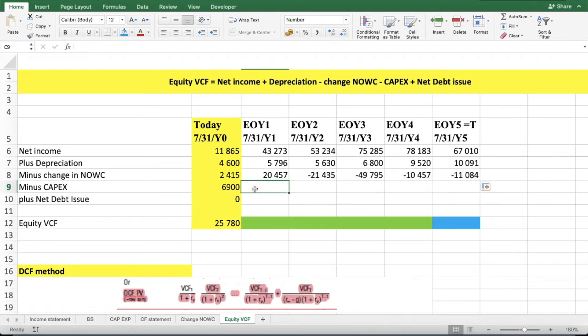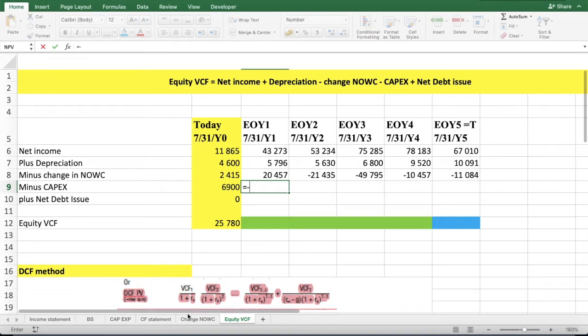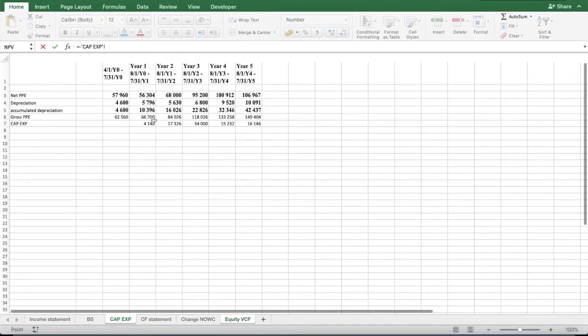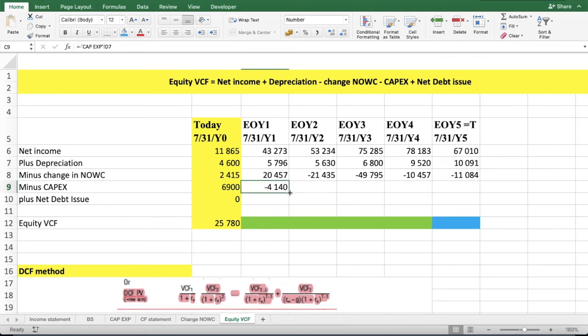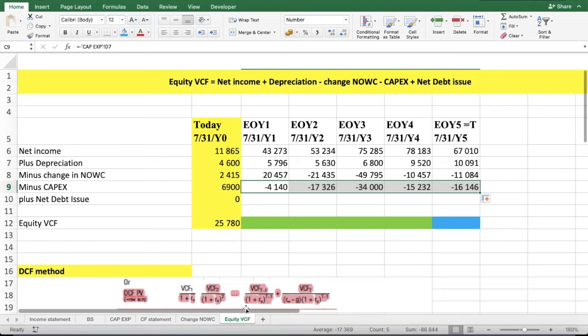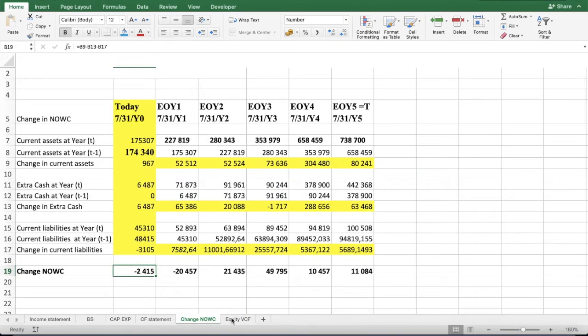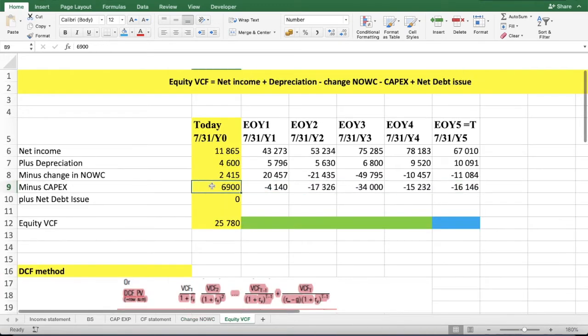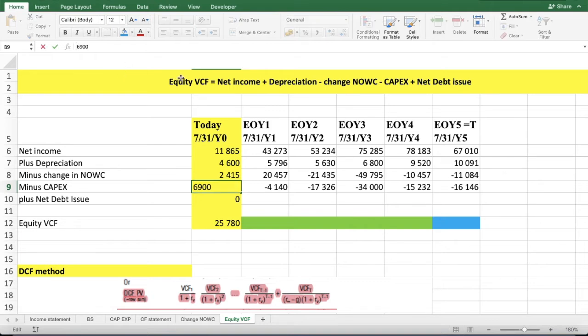Now minus the capex, or equal minus. So the capex is available in the cash flow statement or the capex sheet. So here is the capex. Sorry, here. So it's actually minus. This one is minus, right?